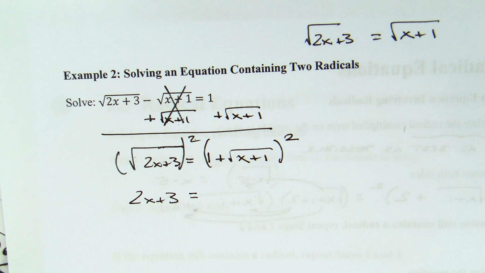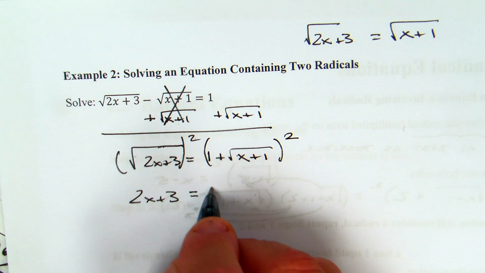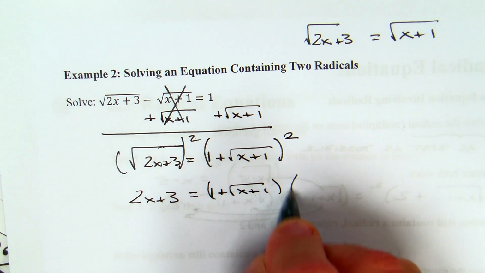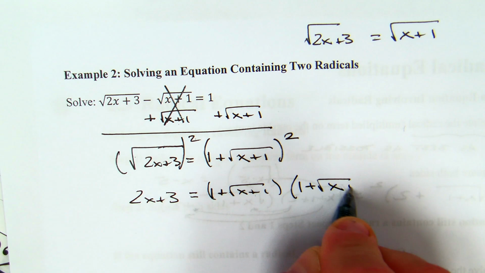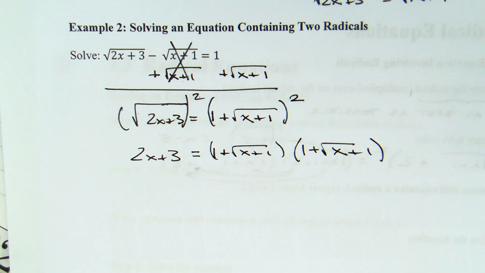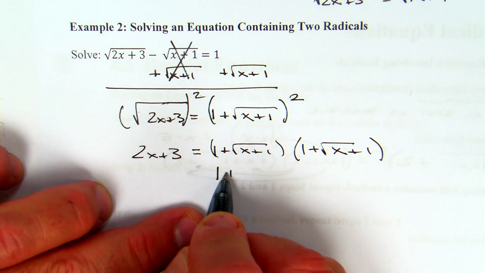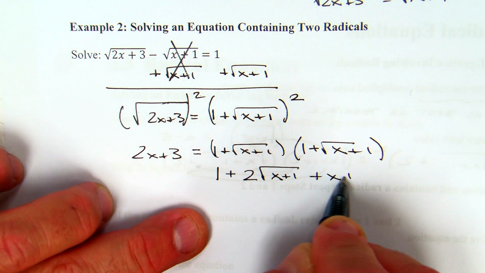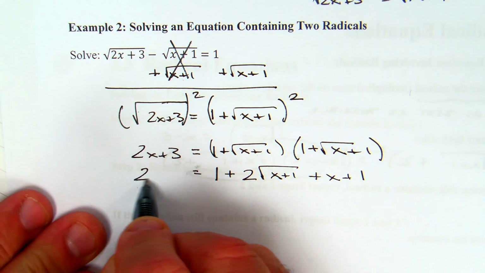Now, on the right-hand side is where the work comes. This becomes 1 plus the square root of x plus 1 times 1 plus the square root of x plus 1. If you choose not to write it out, that's a choice you make. But please realize it's not just the square of the terms. So it's not going to just give you 1 plus x plus 1. It doesn't work. Instead, it gives you 1 plus 2 square root of x plus 1 plus x plus 1 equals 2x plus 3.